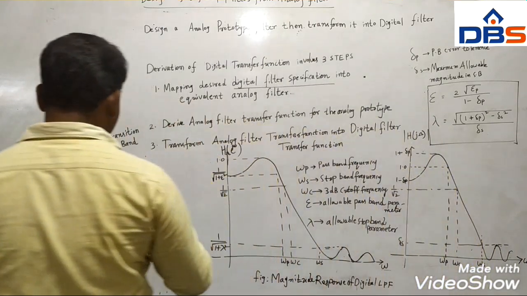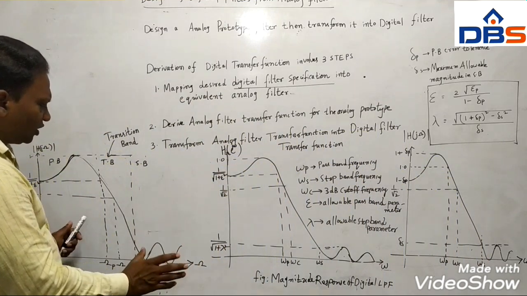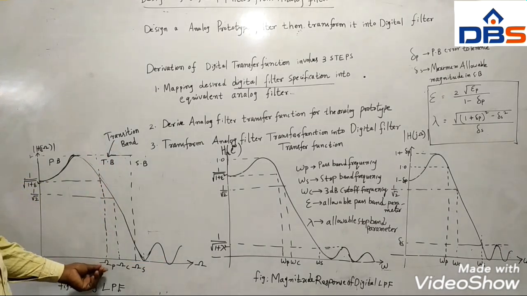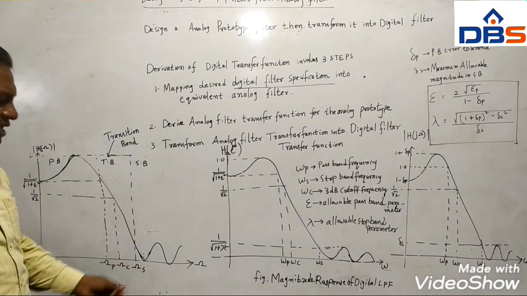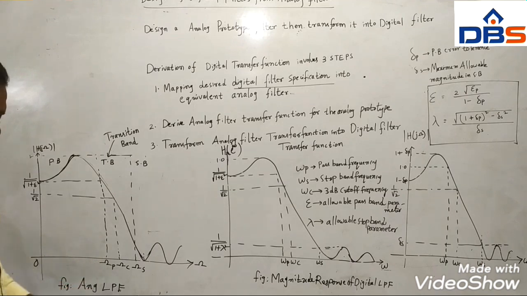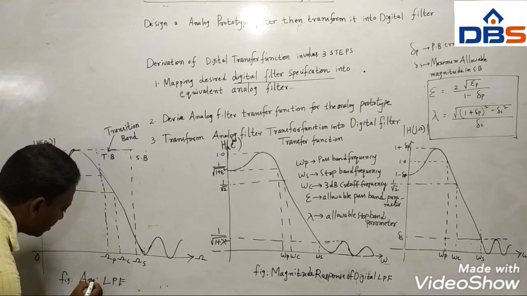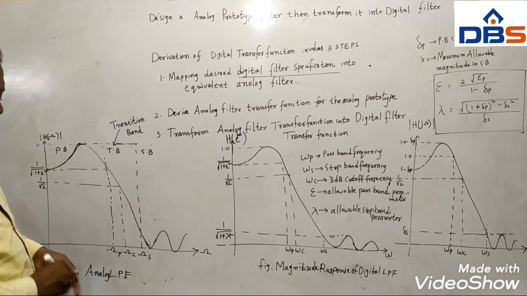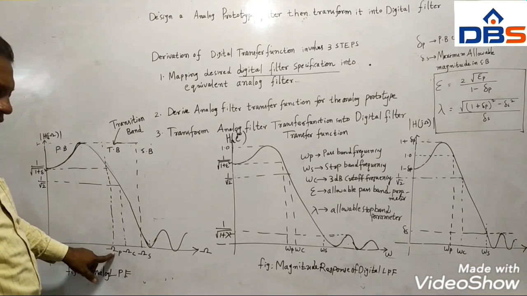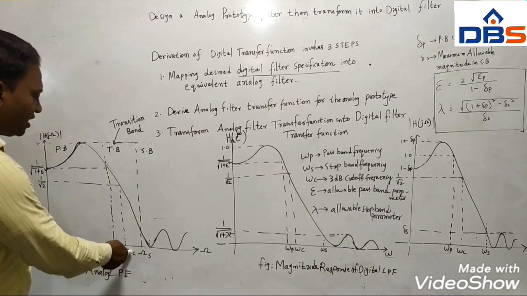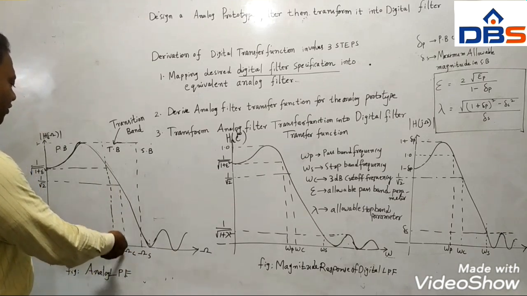Now we will see, already we have discussed what a low pass filter characteristic is. Simply, what we have to see here is the significance of omega p, omega c and omega s. Omega p represents the analog pass band frequency. This is the analog low pass filter magnitude characteristics. Omega p is the analog pass band frequency, omega s is the analog stop band frequency, and this is the cutoff frequency, the analog cutoff frequency.